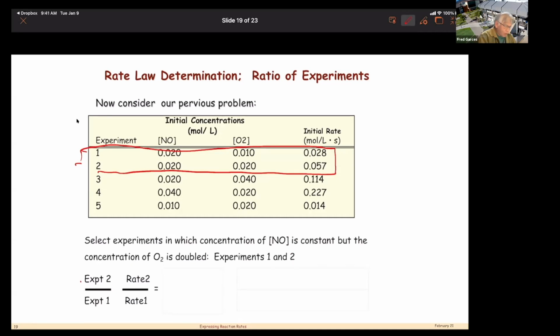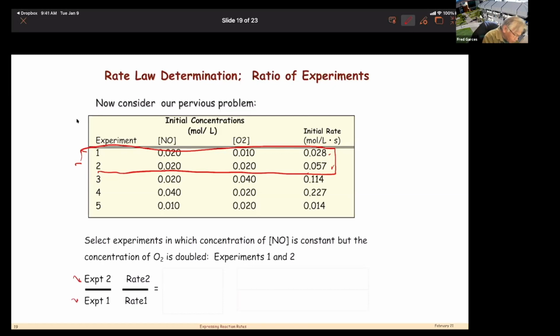What I always try to do is look at the rate and put the experiment with the bigger rate on top. That way I don't have to deal with fractions. 0.057 is bigger than 0.028. So that's why I put experiment 2 over experiment 1.